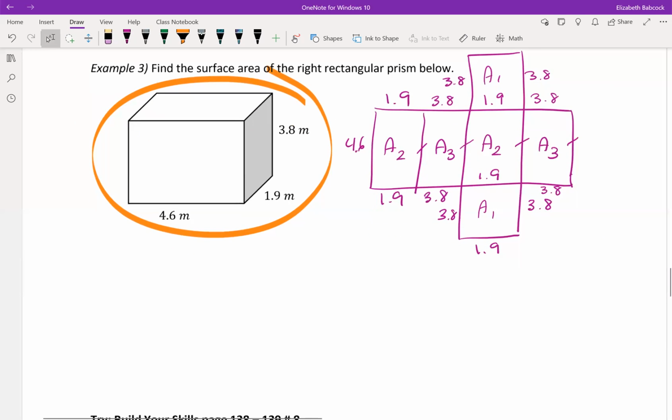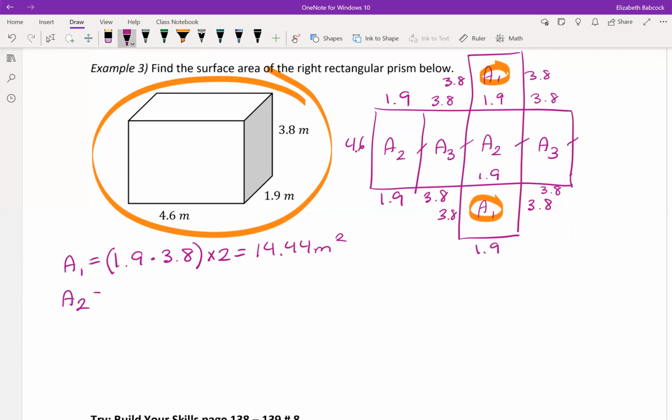Okay, so area 1 is 1.9 times 3.8. And to make it easier, we have 2 sides that are like that, so I'm going to put this in brackets and times it by 2. And we get an answer of 14.44 meters squared.